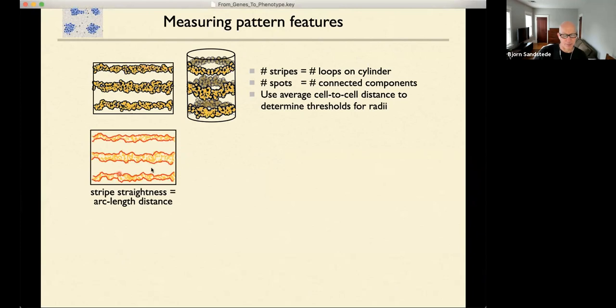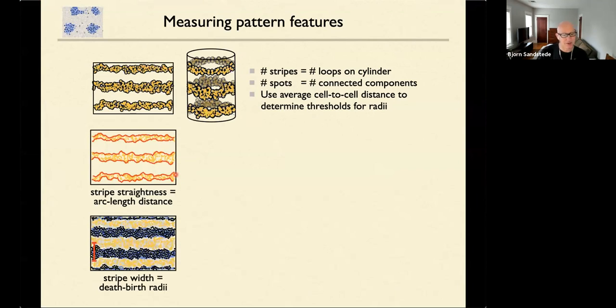Then again, depending on when connected components disappear, that tells us something about average cell-to-cell distances. So we can use that to determine those. And the number of spots can also be done by looking at connected components over a certain region of radii. So we compute the stripe straightness by using the arc length. Once we have identified a stripe, we can determine from the TDA analysis which cells belong to that stripe, and then we can essentially compute an arc length distance to determine the stripe straightness.